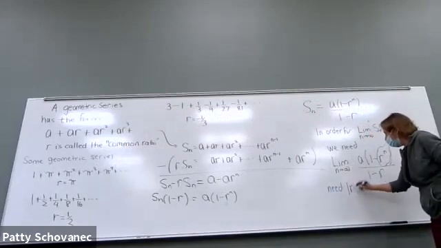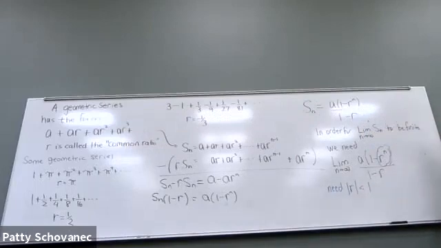R could be a negative number. We need an absolute value to be smaller than 1. And if R is smaller than 1, then R to the n is going to go to 0. If that goes to 0, then what's left is the sum of any convergent geometric series.